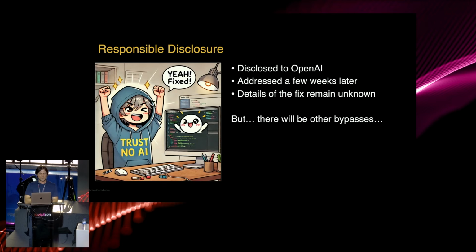So I reported this to OpenAI. It was fixed within a few weeks. The exact details of the fix are not known, right? Because this is all, I guess, proprietary magic. There's probably a lot of training happening, so the model is safer in a way, but it's not a strong security. It's not really a security boundary, right? Because it's all about guardrails and so on. So there will be other bypasses. And actually, since this was published, I saw a few other researchers find similar exploits.